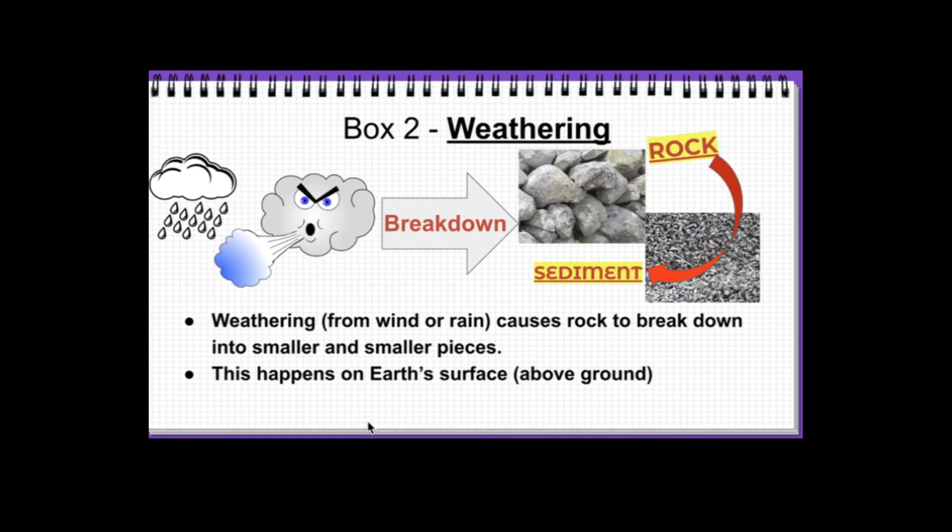Now the rain and snow and the wind cause rocks to break down, and that's the definition of weathering, from rock into sediment. Weathering from wind or rain causes rock to break down into smaller and smaller pieces. This happens on the Earth's surface, above the ground. So sedimentary rock is made above the ground.